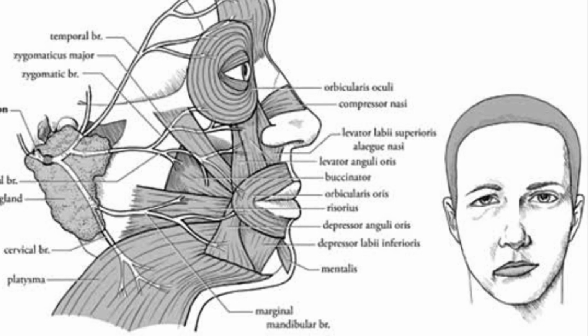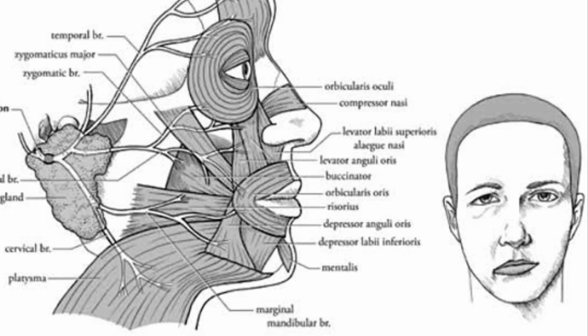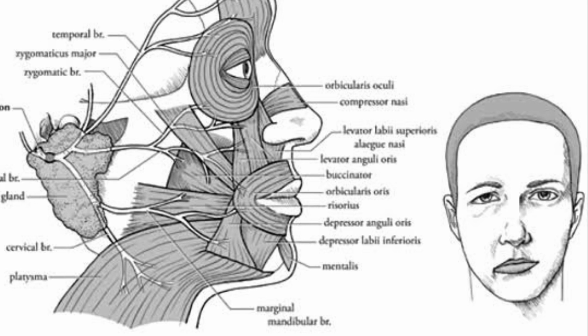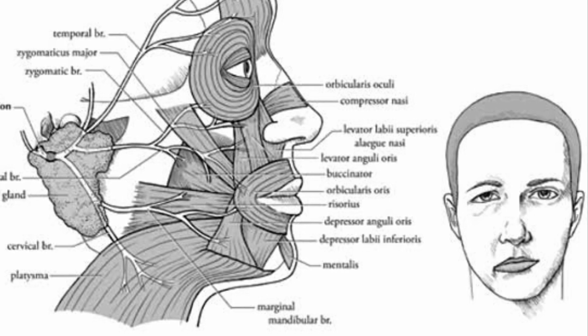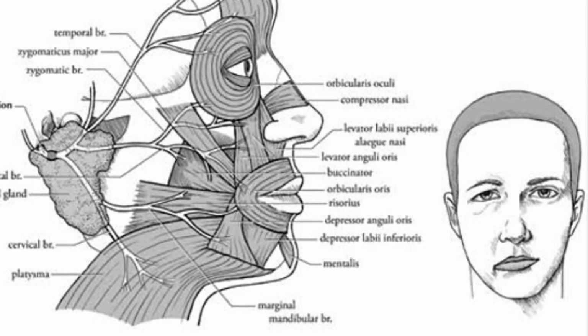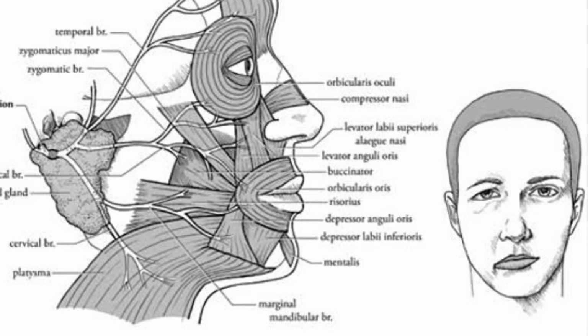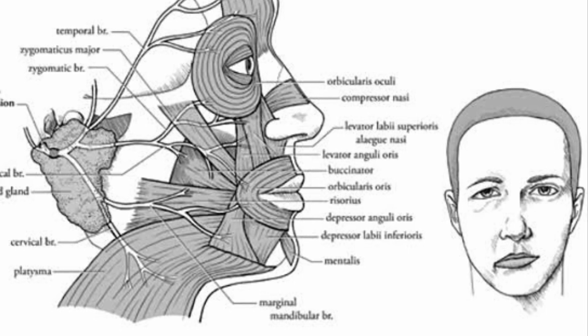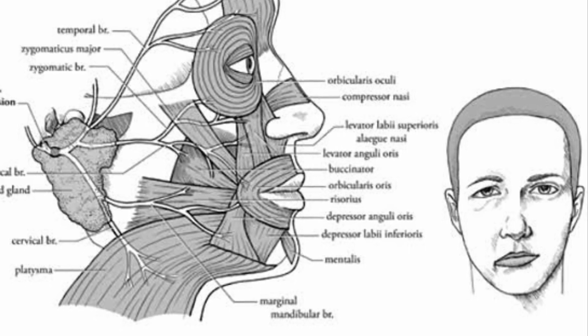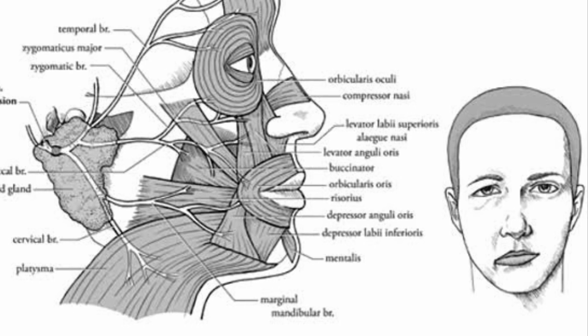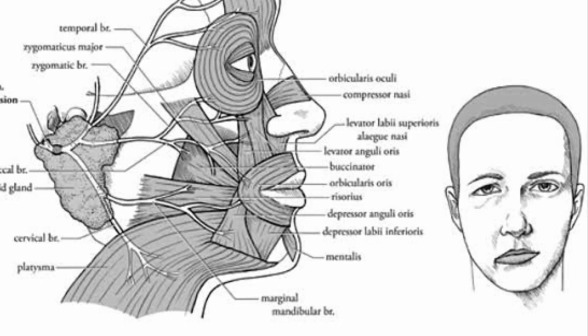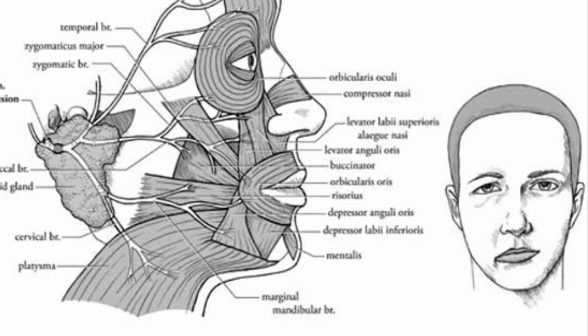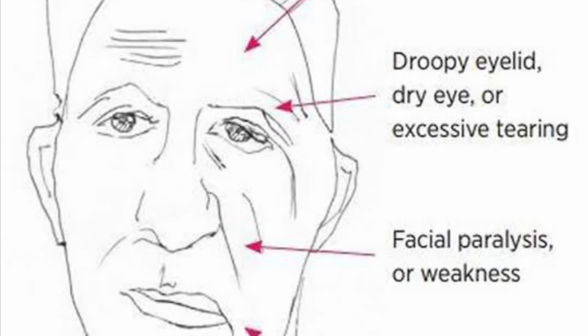If you see, the facial nerve mostly supplies the muscles of facial expression, as you can see in this picture. So Bell's palsy is a diagnosis of exclusion. It means you have to do an MRI of the CP angle and rule out any tumor in the vicinity of the facial nerve.